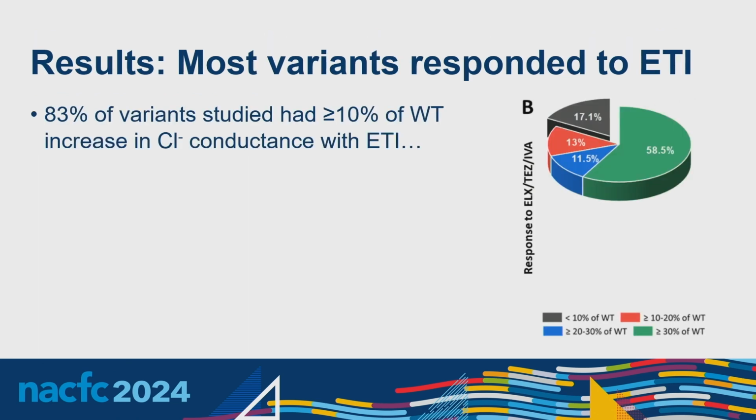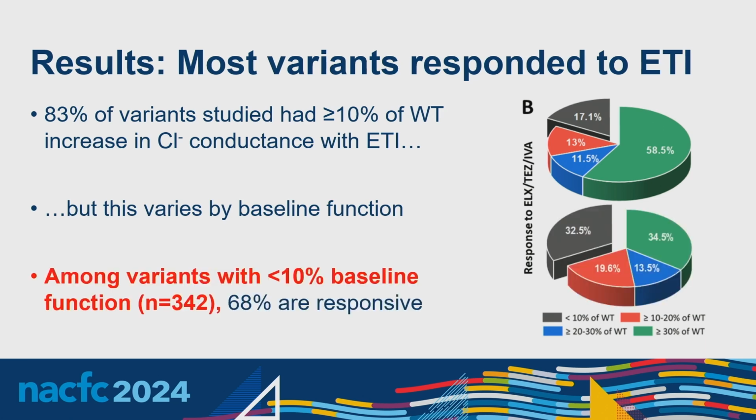Now, as I said, most variants did respond to ETI, but you do have to look at them in two different groups. Overall, about 83% of the variants studied had a greater than 10% wild-type increase in chloride conductance, but this varies by their baseline function. When you separate out variants with less than 10% baseline function, 68% are responsive. Now, that's still two-thirds. It's still a really good number, but it shows us that in that less than 10% baseline function group, there's some number of variants that are probably just too dead to get enough function up above that 10% baseline.